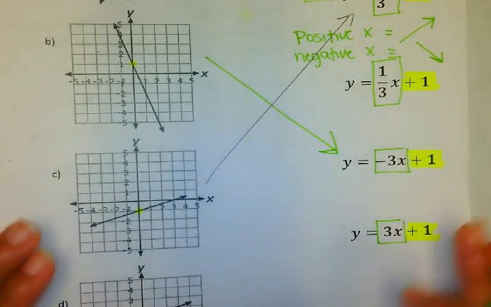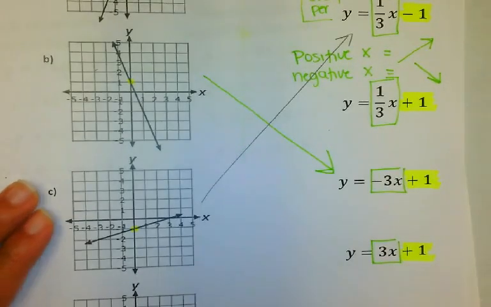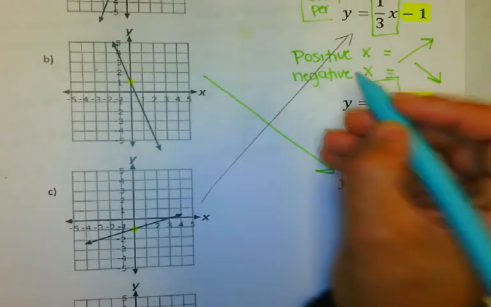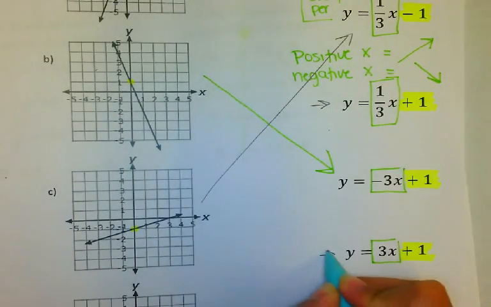So automatically, I can match that one, and I didn't do any work. Okay? Now, the next one. We have two left, okay? We have this one left, and we have this one left.